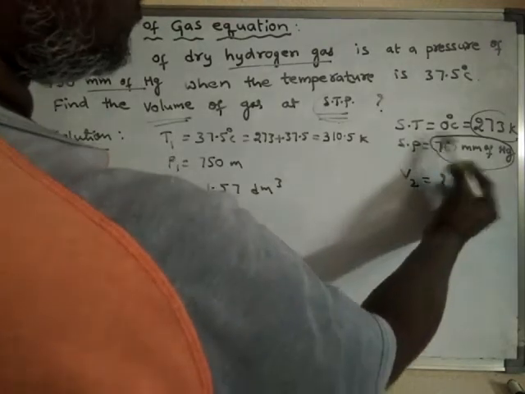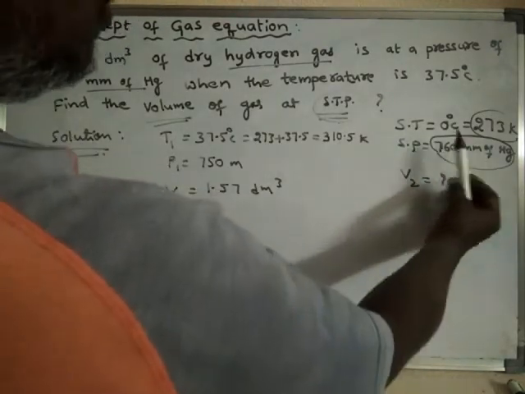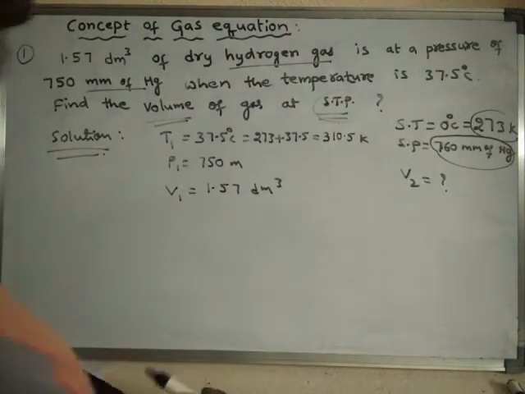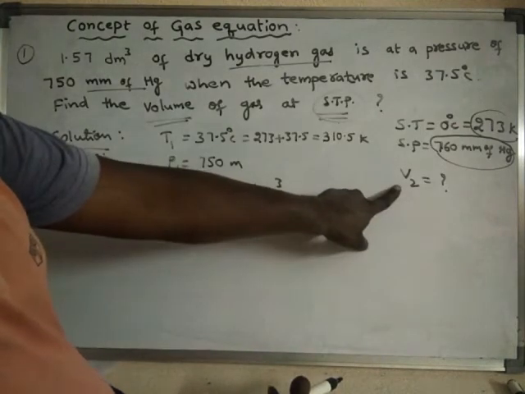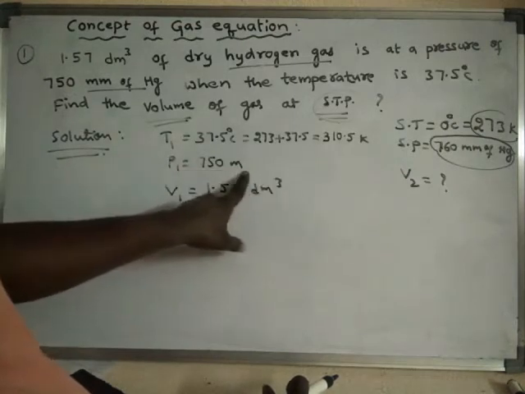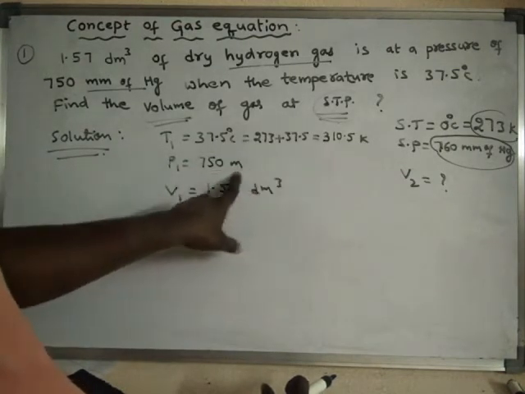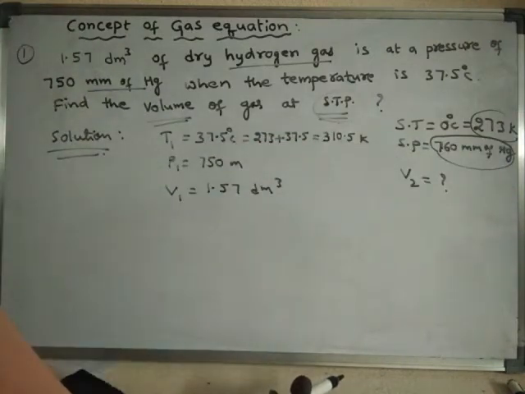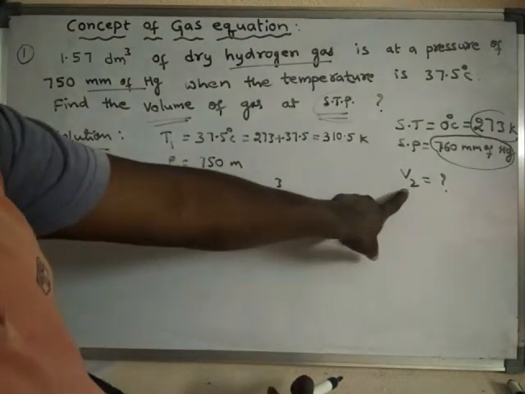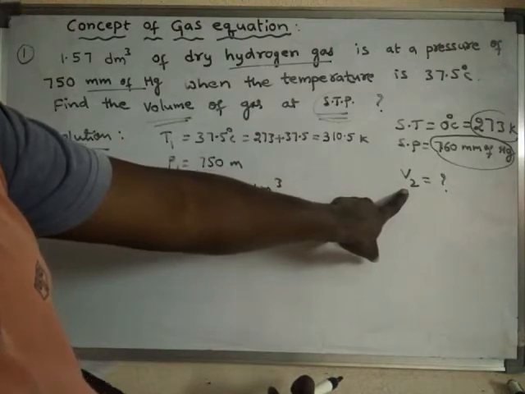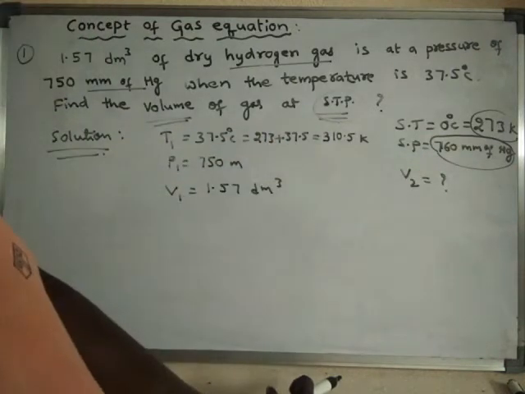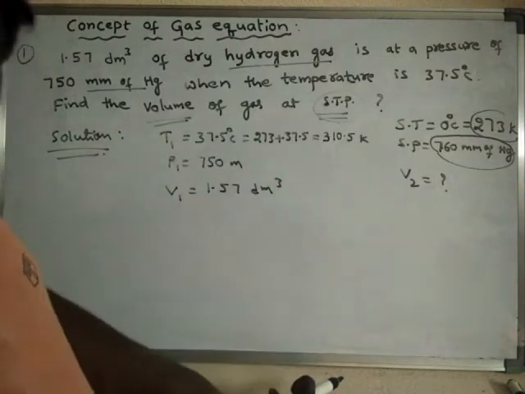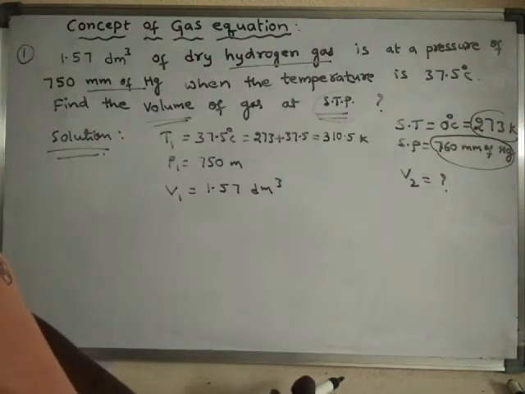So under this change in temperature and pressure, what will be the new volume? What will be the change in volume? In order to find the change in volume, when the initial temperature and pressure are changed to some new values, which equation do we require? We require the gas equation, or else the combined gas equation.